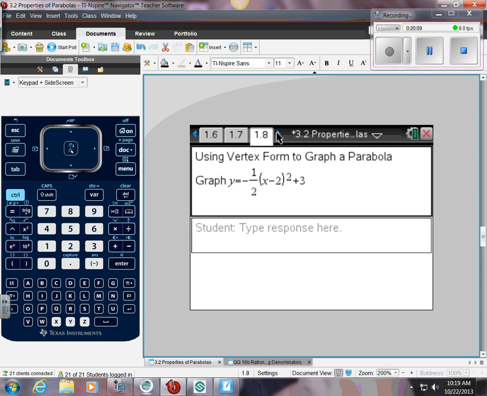Okay. Let's go to the next page, please. Hopefully everybody picked up a ruler and a piece of graph paper, which wasn't back there. That's awesome. I'll give you your graph paper.